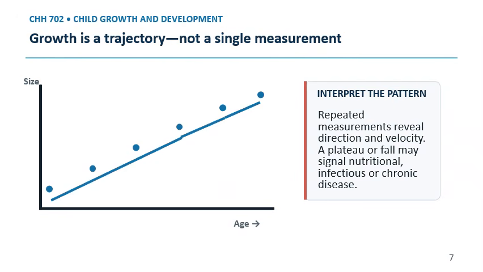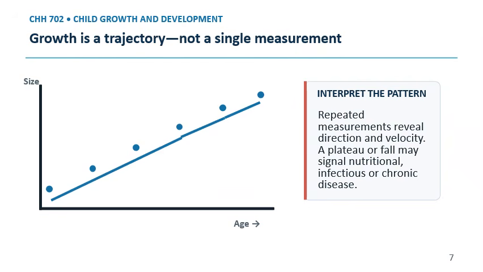Growth should be understood as a trajectory, as you can see from the graph. One measurement tells us the child's size at one point in time, but repeated measurement shows direction and velocity. A child may be small and continue along a stable trajectory, but another child may remain within a broader reference range, yet show a concerning downward crossing of growth curves. The pattern often gives more useful information than an isolated value.